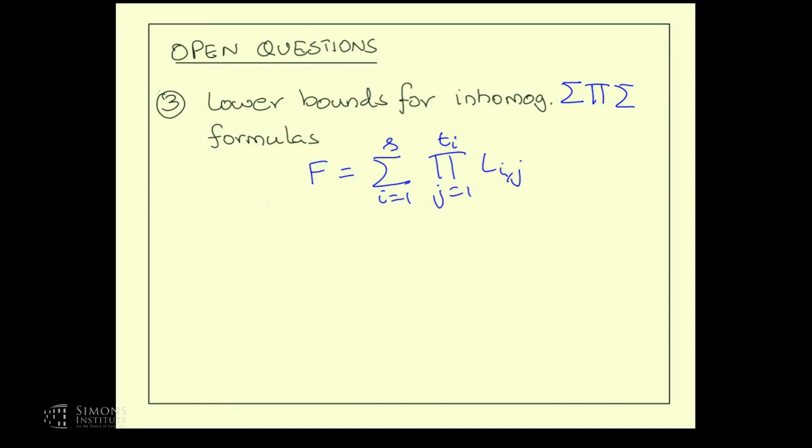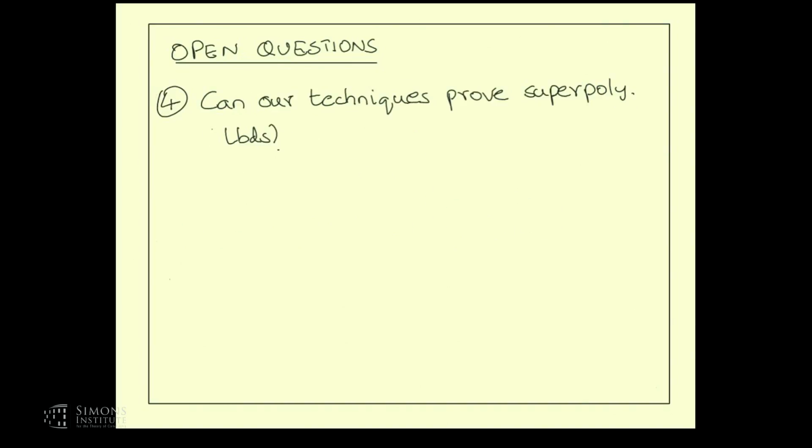So we have next to no lower bounds here. The best lower bound we have is a recent result of Kayal, Saha, and Tavenas, where we get near cubic lower bounds for this model. And it would be nice to improve this. And I think I have one more question.